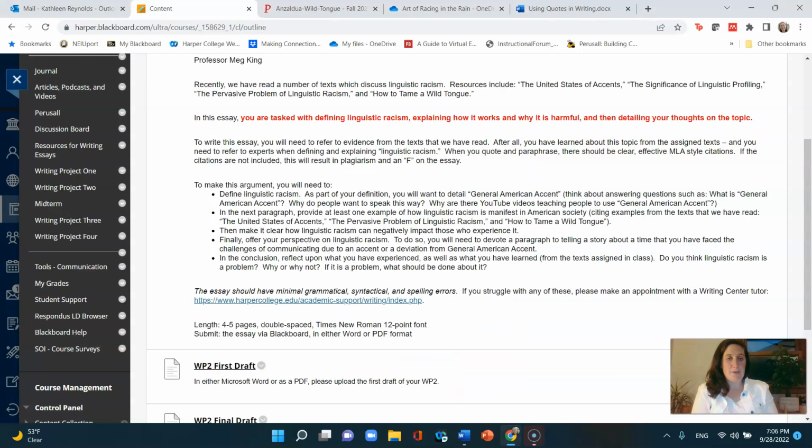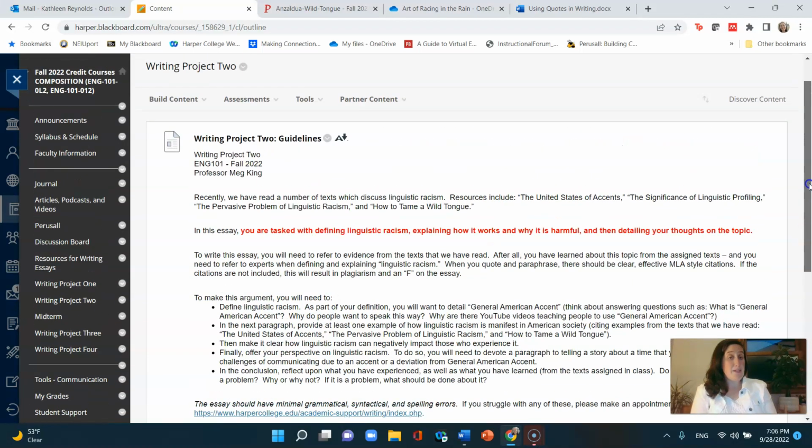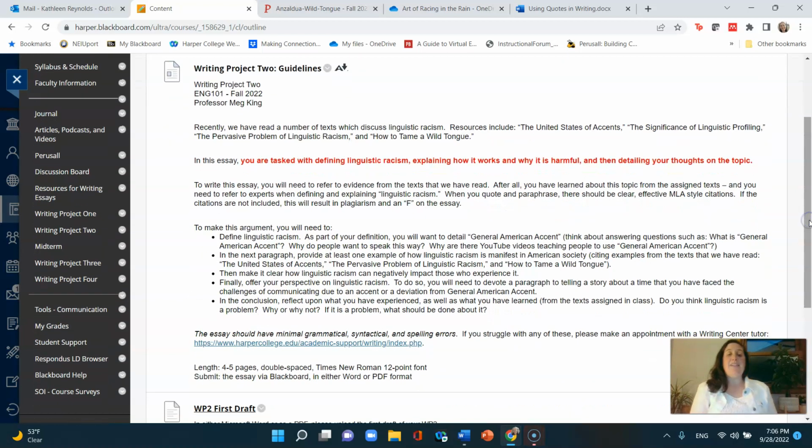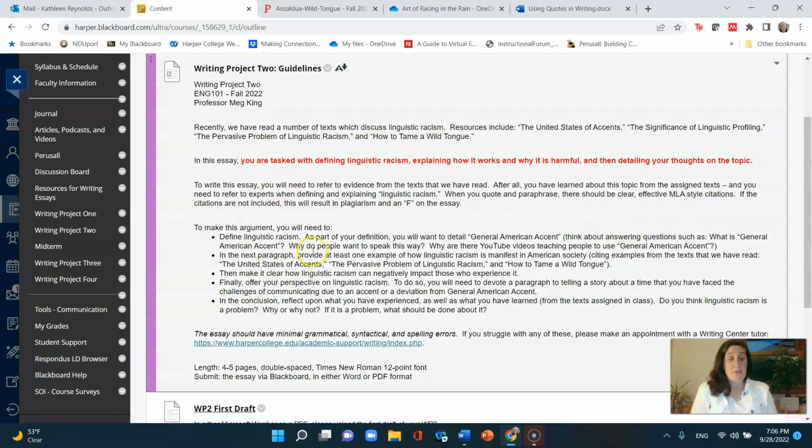So when I pop back over to look at WP2 Writing Project 2 guidelines, I see that you are asked to do 1, 2, 3, 4, 5 paragraphs. Okay, so there's several paragraphs where you want to use a quote. The first one would be define linguistic racism. That would be a good place to use a quote that provides a definition of linguistic racism. Also, she wants you to include what is the general American accent in your definition of linguistic racism. That's another place where you might want to use a quote.